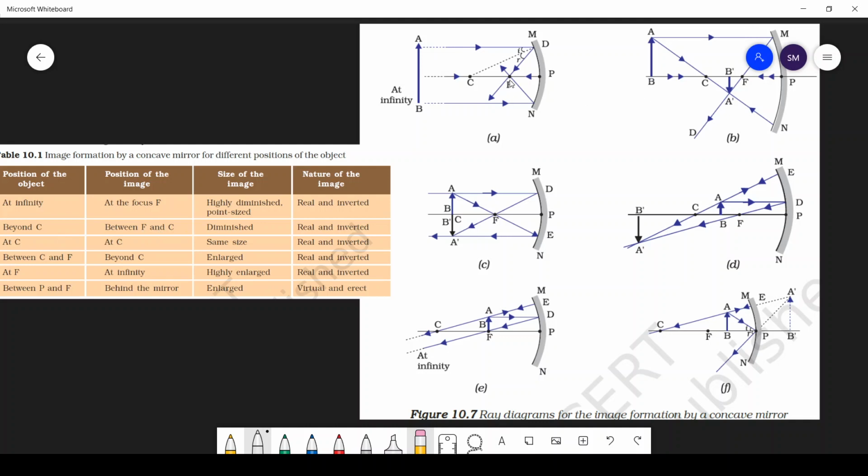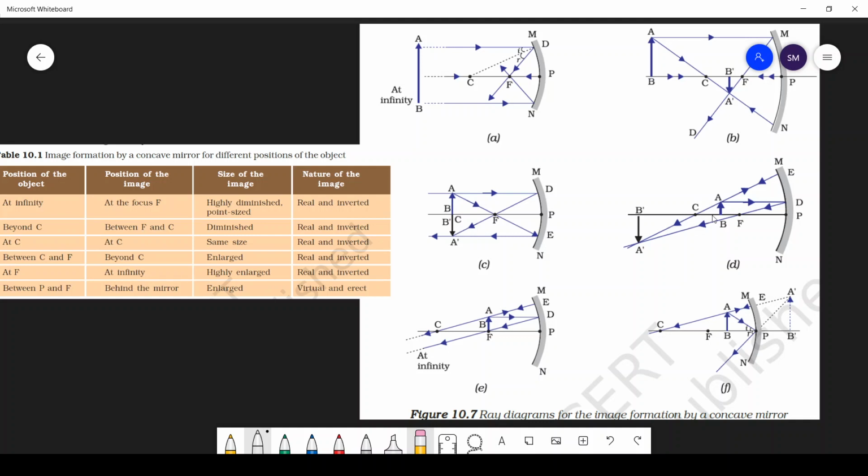So the image will be moving away from the mirror. You can see that as I move the object towards the mirror, this image which was at focus is moved away, and its size is also increasing. Now I am taking the object more near to the mirror, at C. See, the size of the image is increased more, and it is of the same size as the object.